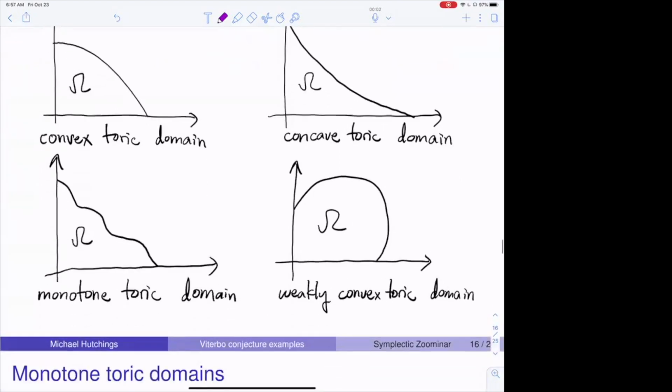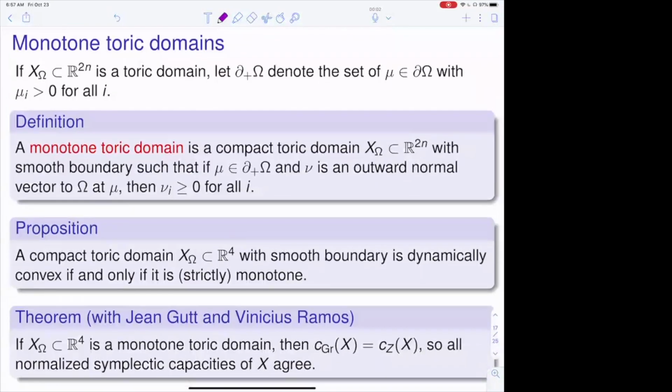And then just to state some theorems. The definition of monotone toric domains also makes sense in R^2n. Basically, I want the normal vectors to the boundary of omega away from the coordinate planes to have all components positive. In the three-dimensional case, you can check monotone toric domains are the same as toric domains that are dynamically convex. So in the world of toric domains, dynamically convex is the same as monotone, up to putting in the word strictly here or there. So that's a motivation for why those are interesting examples.